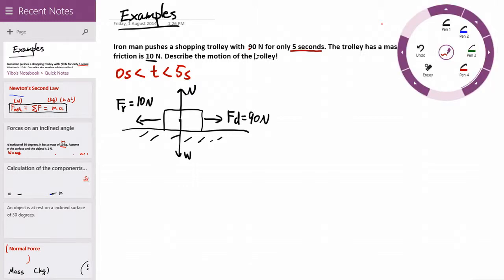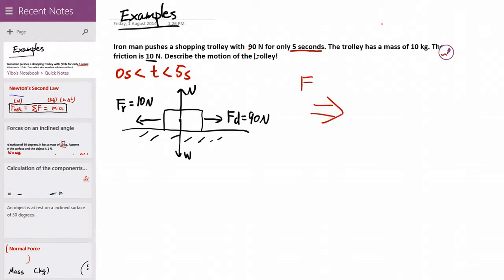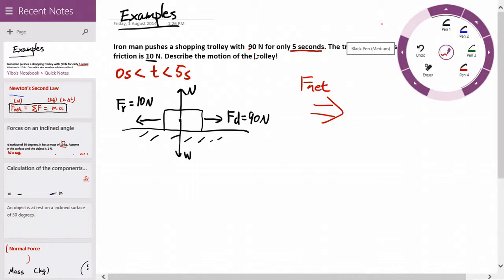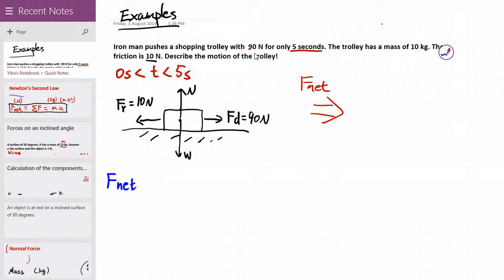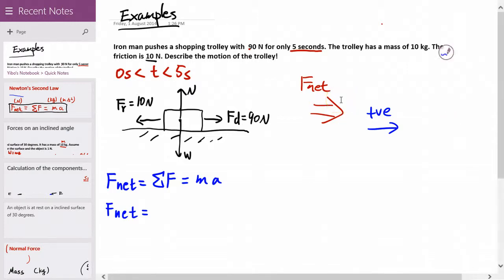Obviously, we have more driving force than the friction, so as a result, the net force will be in this direction. Using Newton's second law, the net force is the sum of all forces, which is ma. Let's state this as the positive direction. The direction of net force will be the positive. Always make the direction of net force positive. It just makes your calculation easier.